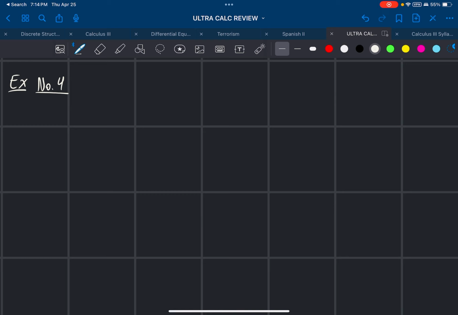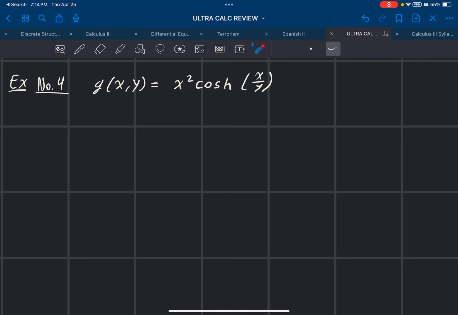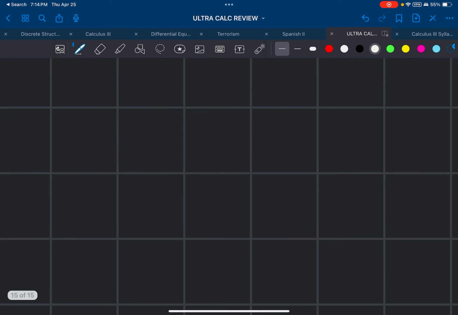Okay, I don't know where my notes are. Oh, okay. So for example number 4, just to refresh our memories a little bit, cosh is hyperbolic cosine. The identities are kind of easy, well, for the derivatives.